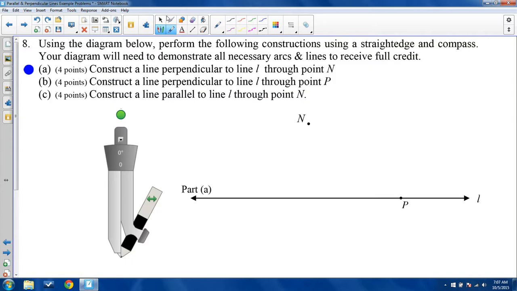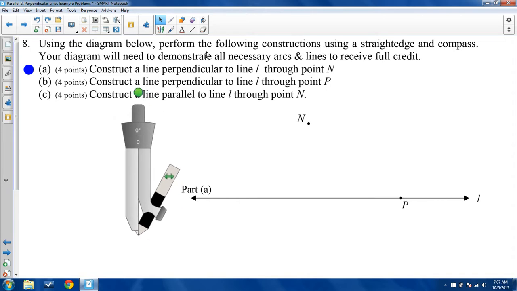Okay, number 8, we have our compass here, and we're going to be doing 3 different types of constructions using a straight edge and compass. We're not using a ruler, so to speak, no measurements involved. We're just going to go ahead and find these 3 things. First one is constructing a line perpendicular to line L, it's right here, through point N. So it's going to go down like that and be perpendicular. So how to do that?